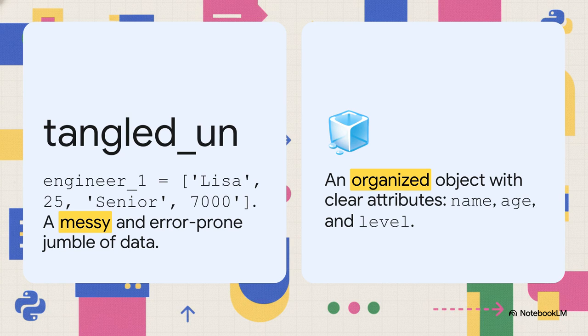So, first things first, why do we even need OOP? Let's start with a really common problem. Imagine you want to represent a software engineer in your code. You could use a list, right, like we see on the left, but you can probably already see the issues. What's the third item again? Is it their level or their salary? What if you forget the age? It gets messy really fast, and it's super easy to make mistakes. You don't have an engineer, you just have a jumble of data.